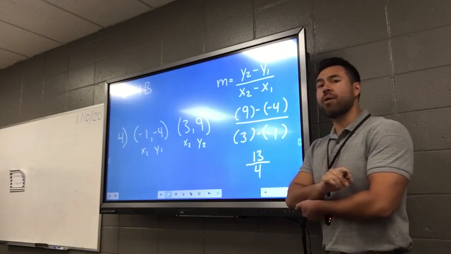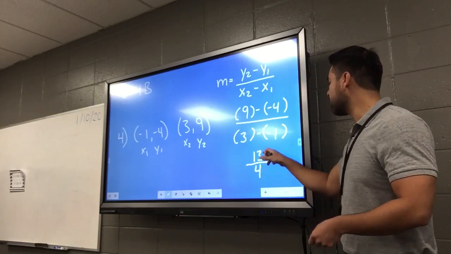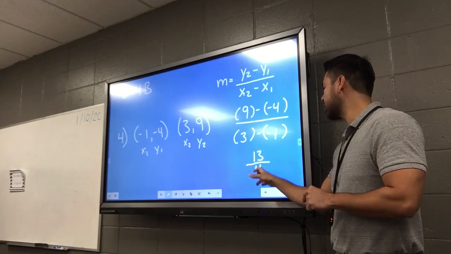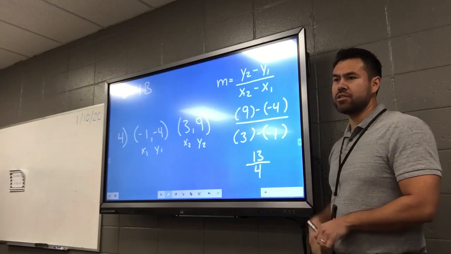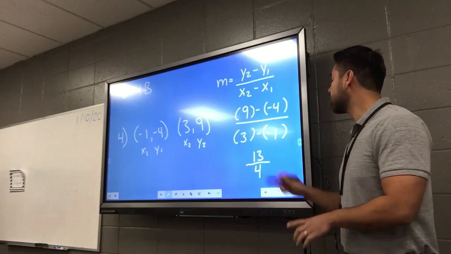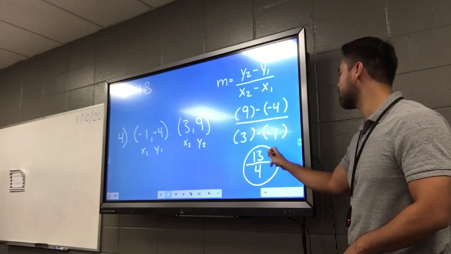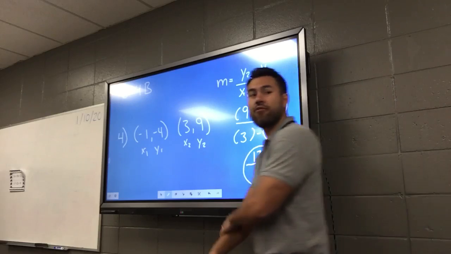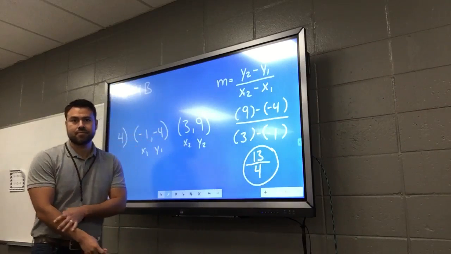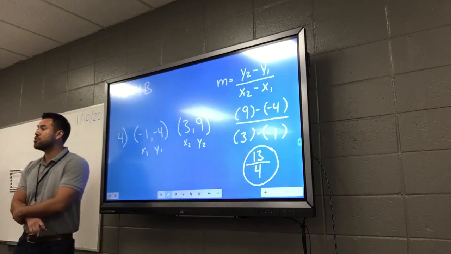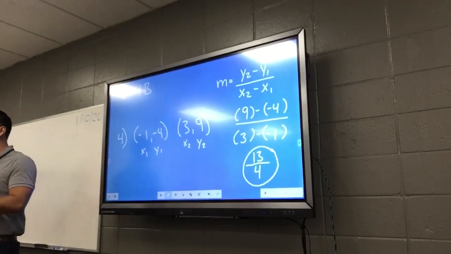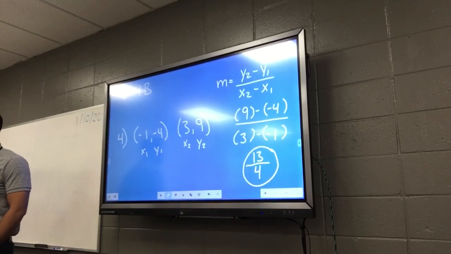And it's an improper fraction. Can you simplify it anymore? As in, can you make these numbers any smaller? Can you divide both of them by 2, by 3, by 4? No. So we're going to accept this as our answer. This is my slope, 13/4. So you can't have an improper fraction. Yes, you can. Yep, and in algebra, you get a lot more improper fractions, and that's okay.